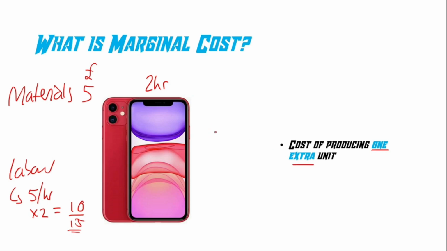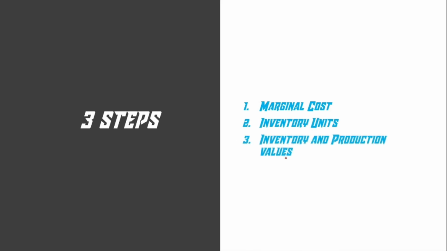So if we want to make 2 phones we're going to have to do 15 times 2, which will give us a marginal cost of £30. And by understanding all that we can then calculate the contribution. So now we can move on to the 3 steps. Step 1 is to calculate the marginal cost, step 2 is to calculate the inventory units, and step 3 is to calculate the inventory and production values.